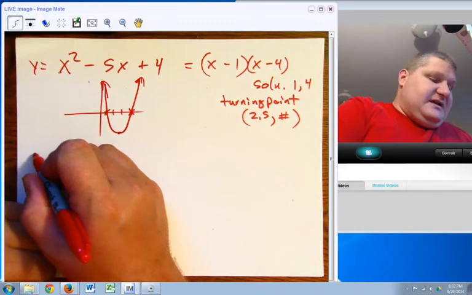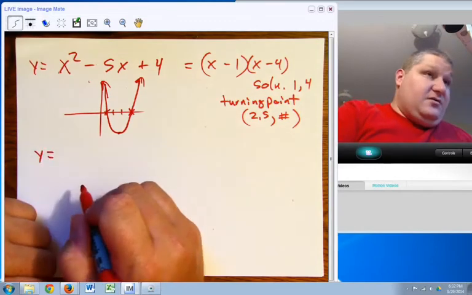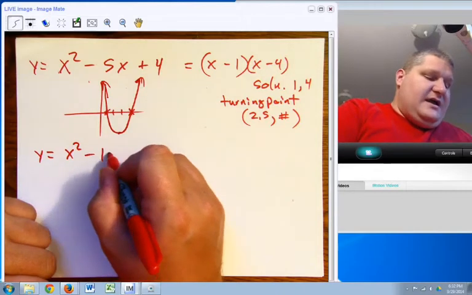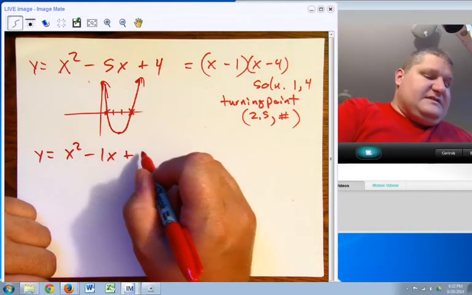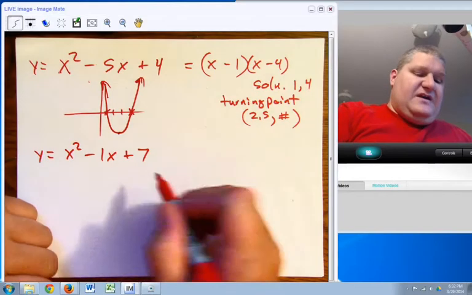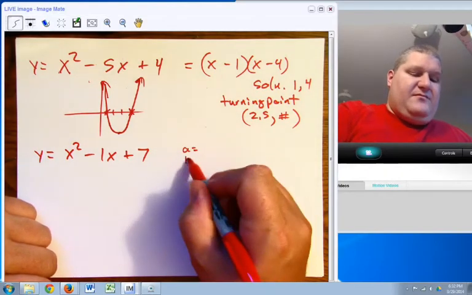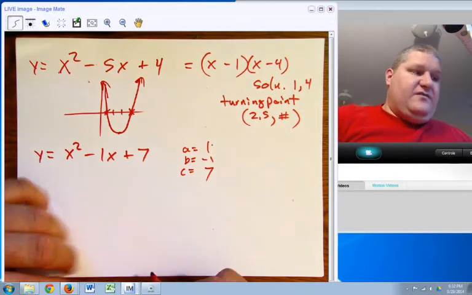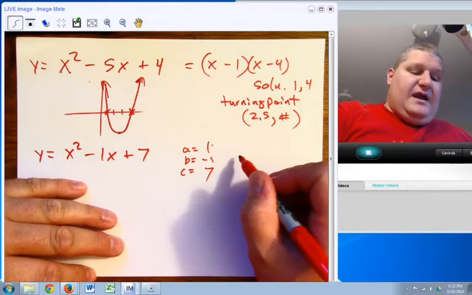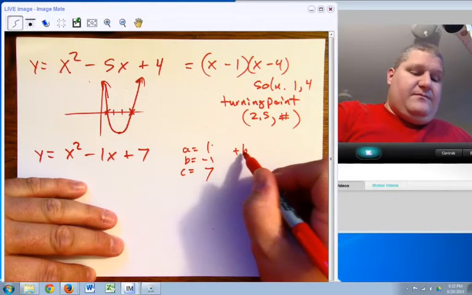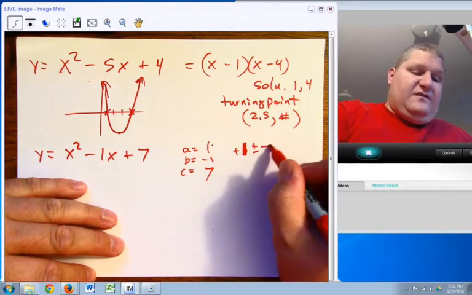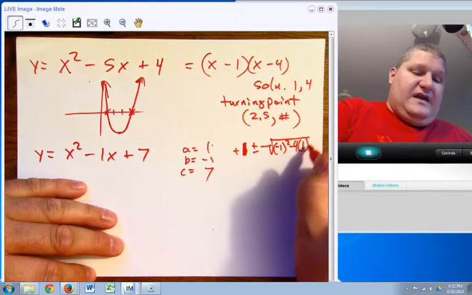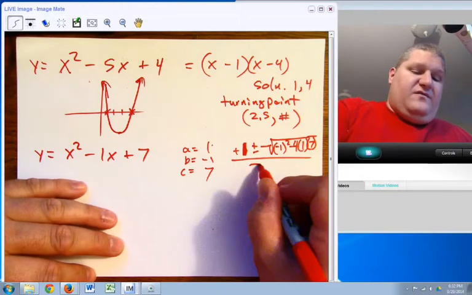Now, if I take another example here, y equals x squared minus 1x plus 7. In this case, if I try to do the quadratic formula, a, b, c, I have 1, negative 1, and 7. In this case, I have opposite of b plus or minus the square root of b squared minus 4 times a times c all over 2a.